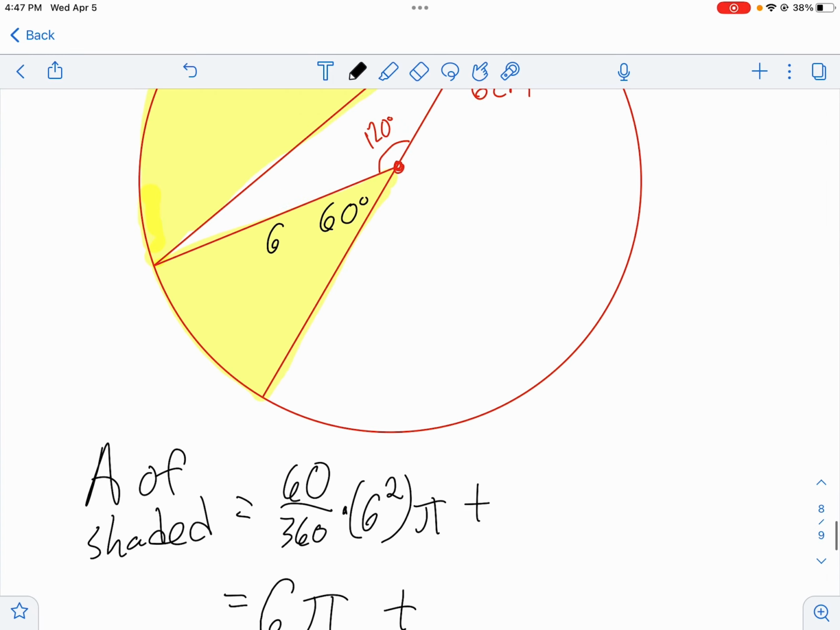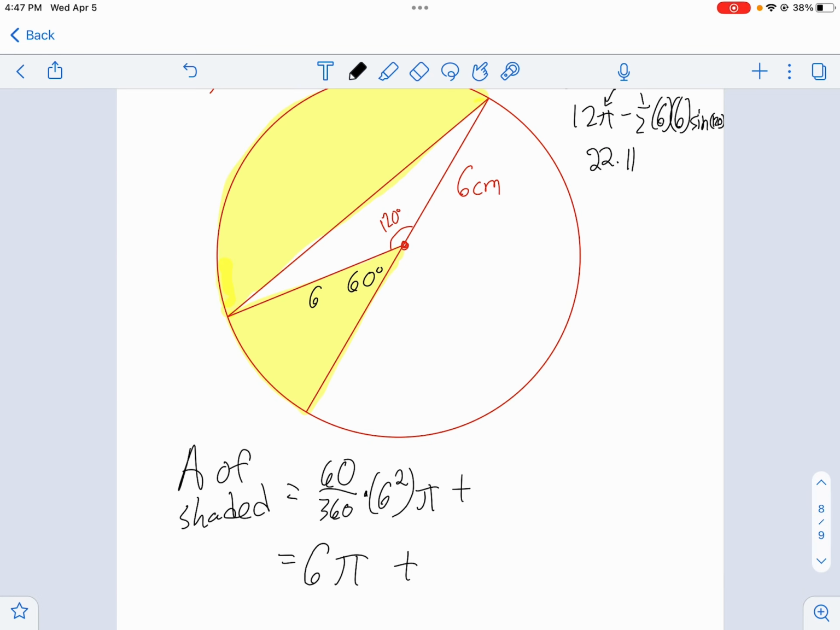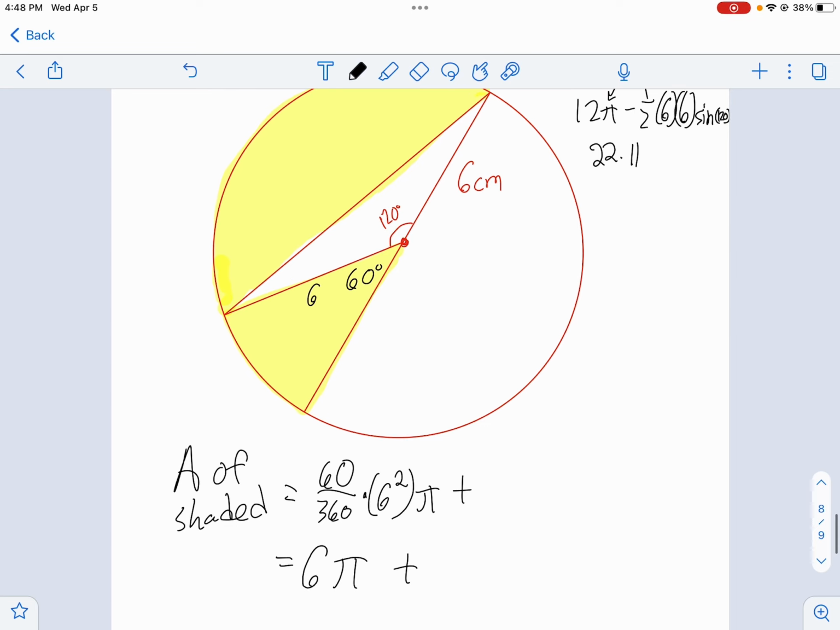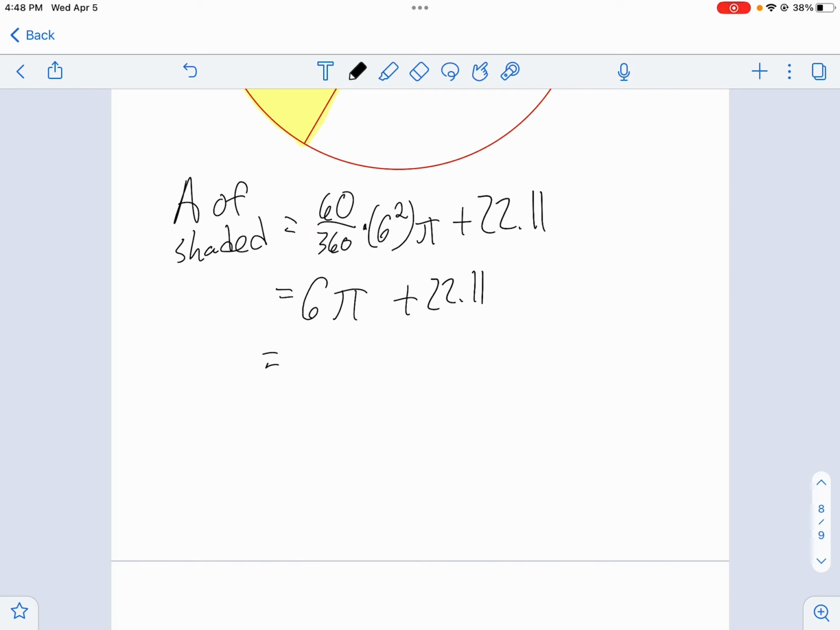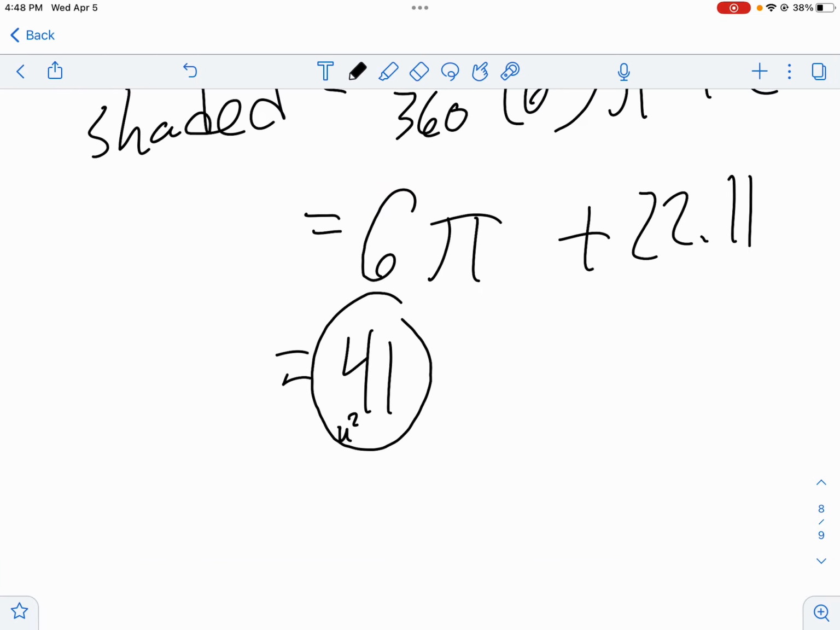The area of the shaded there would be 6 over 360 times 6 squared pi. 1/6 is 6 pi. Oh, I subtracted. I need to add. There we go. So 6 pi, sorry about that, plus that number there is 41. There we go. Plus 22.11. Make sure you read your labels right. 41. That's the correct answer. 41 units squared. Or centimeters squared.